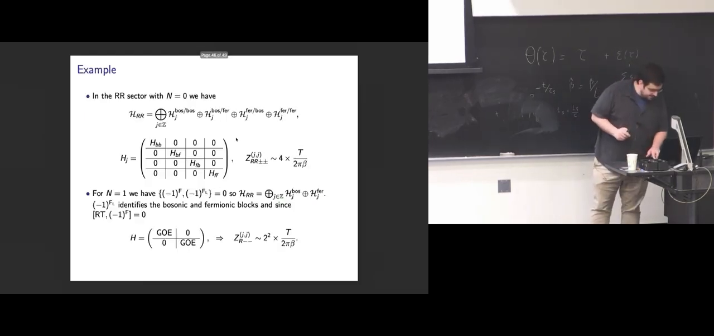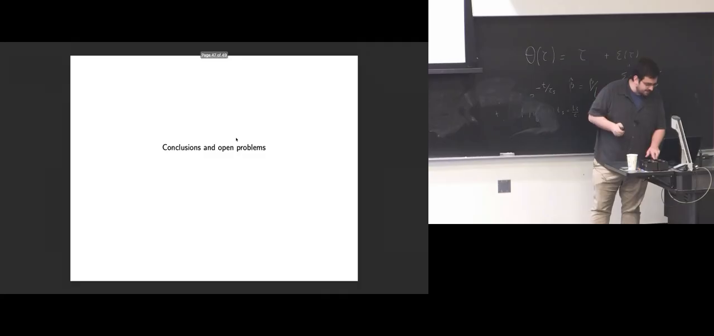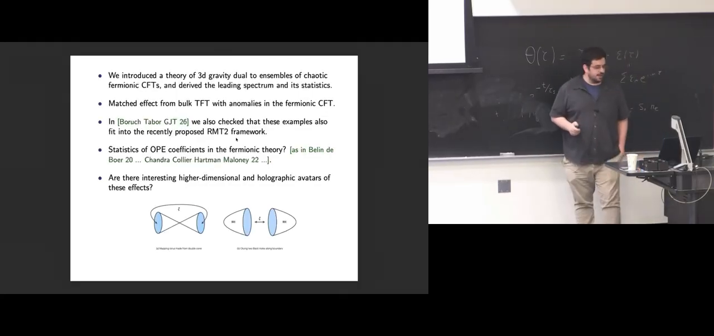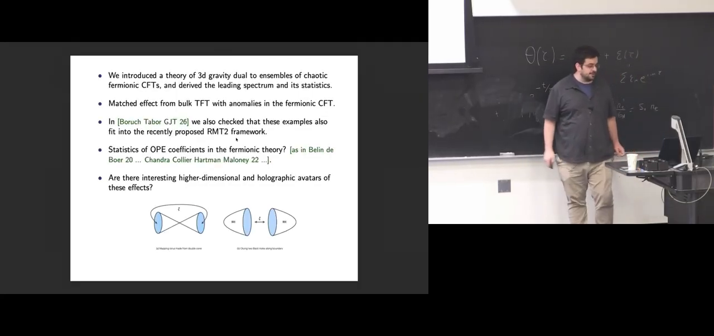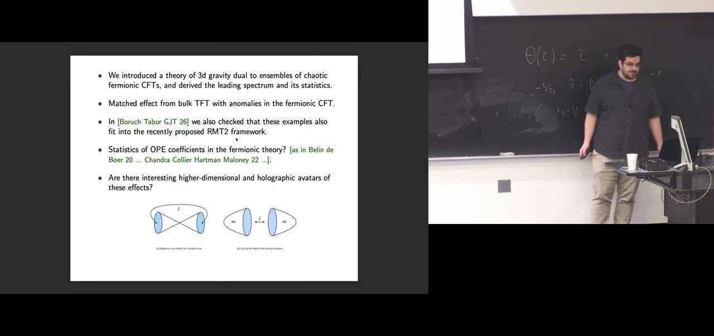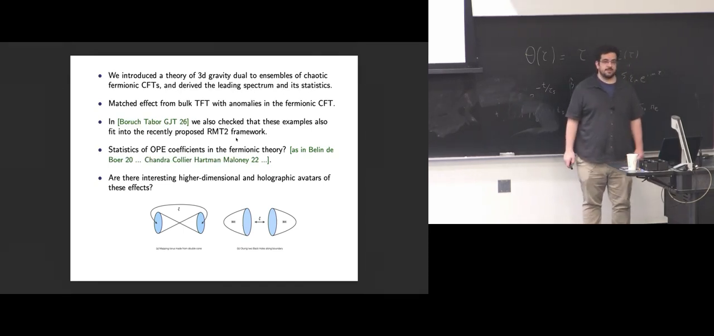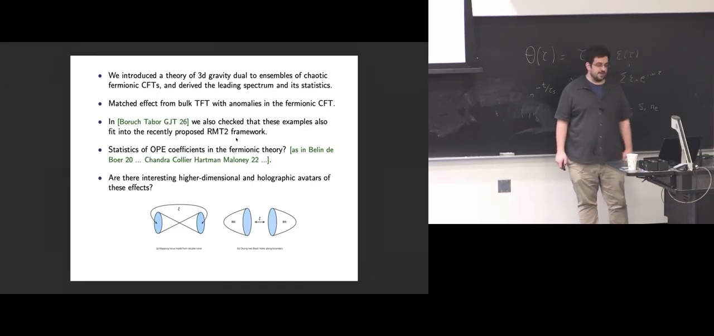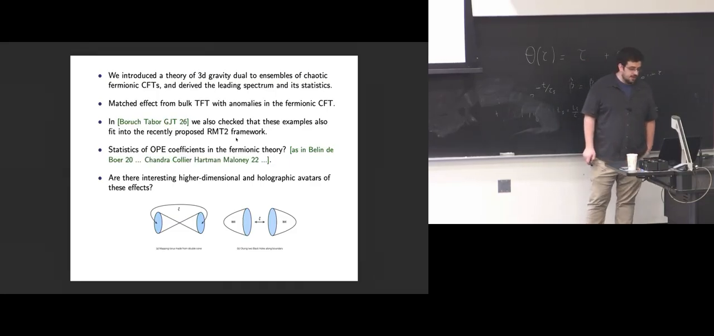Okay, here's an example. I will skip it, so let me just conclude. We introduce a theory of 3D gravity that is dual to an ensemble of chaotic fermionic CFTs. We derive the leading spectrum and statistics. We match the effect from these bulk topological field theories with anomalies in the fermionic CFTs.